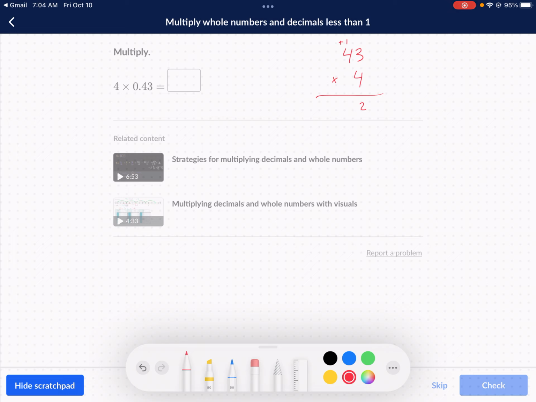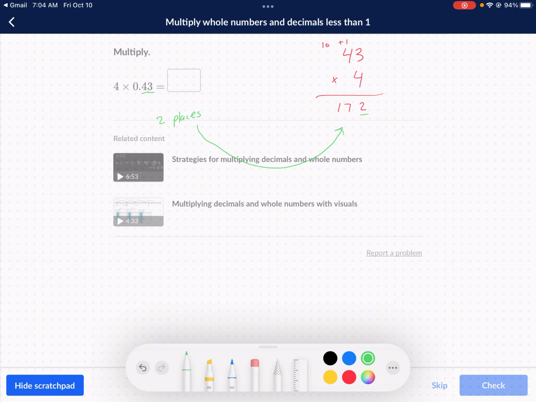Now I do the 4 times 4, that's 16, but then I have to add that 1 to make it 17. Don't stop here. Now I need to count decimal places. There are none in 4, but there are 1, 2 here with 43. So I'm going to write 2 places. You don't have to write this, but I'm writing it so you can see my mental process. There are 2 places, so I need 2 places over here.